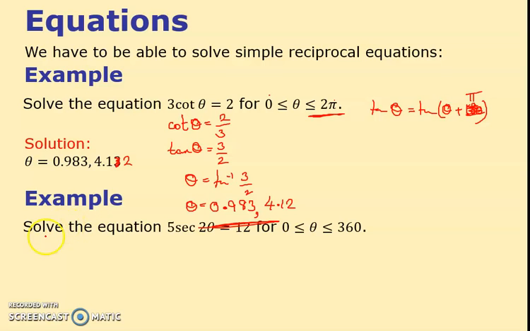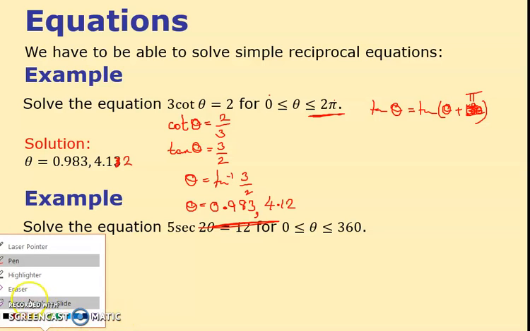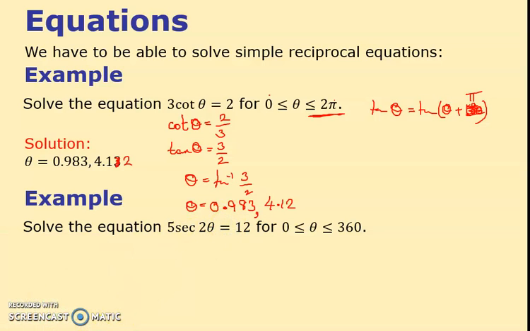Here's another one. I'll just delete that off it so I can actually see it. There we go. And this time it says 5 sec 2 theta. So again, it's the same trick. Start off by writing sec 2 theta is 12/5. And therefore turn it upside down. Remember, sec becomes 1 over cos. So if I do 1 over it straight away, I get cos 2 theta equals 5/12.